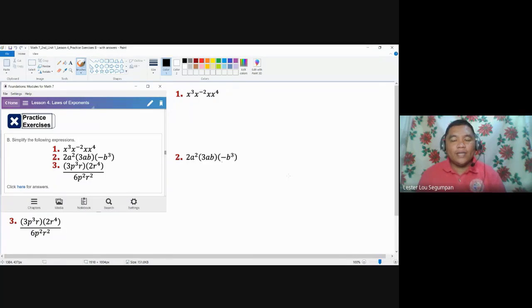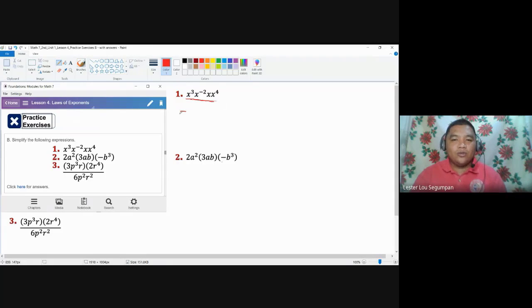Now, in number 1, what we will use here is based on the operation separating these expressions. As we have noticed, these are just written side by side, and in algebra, if the expressions are written side by side, the operation is multiplication. Since the operation is multiplication, we are going to use the multiplication law. The multiplication law tells us that if we are going to multiply expressions with the same base, the base here is x, x, x, and x. So in short, they all have the same base.